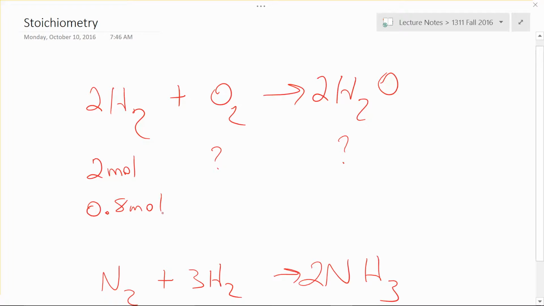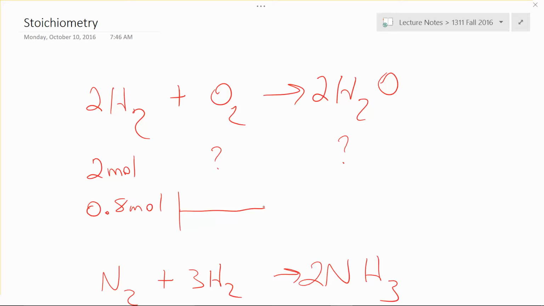And how much would I make over here? I would make the same number of moles over here as I started with of hydrogen, right? 0.8. So 0.8 moles of hydrogen gas plus 0.4 moles of oxygen gas will produce 0.8 moles of H2O. Now, there's another way to do this. We use the coefficients as conversion factors.